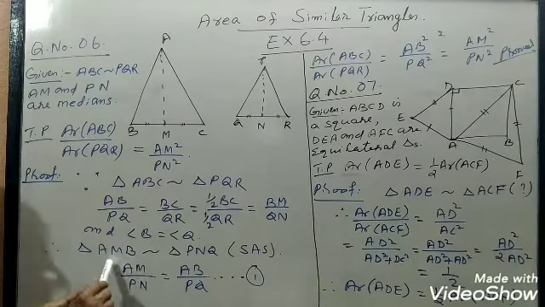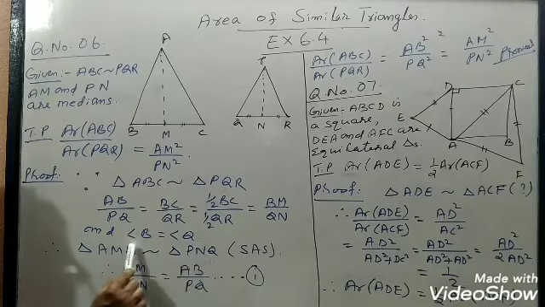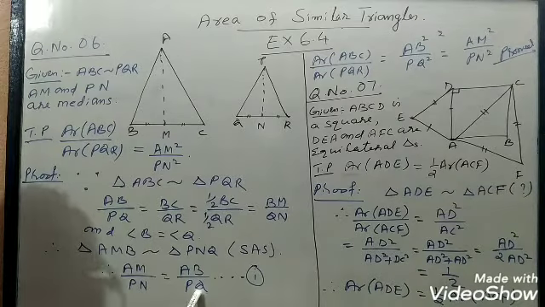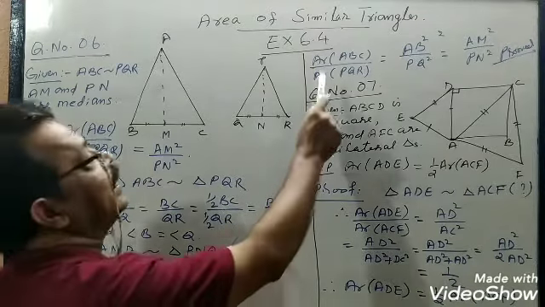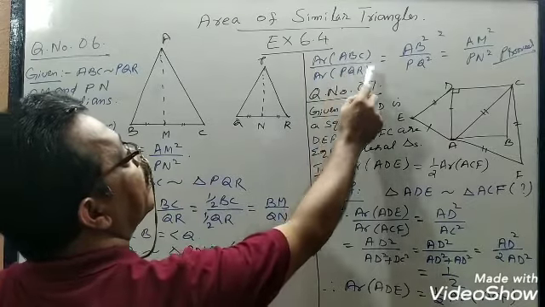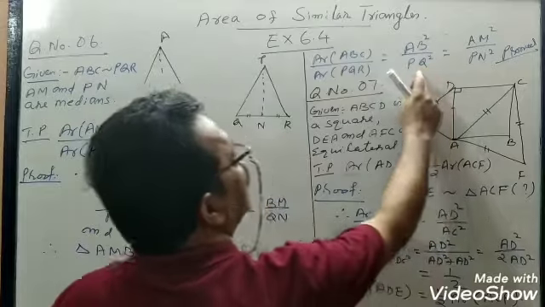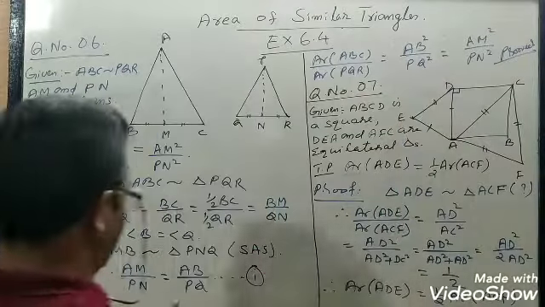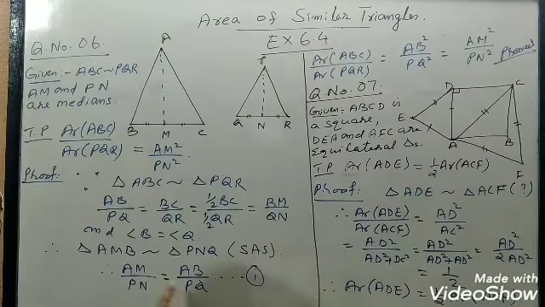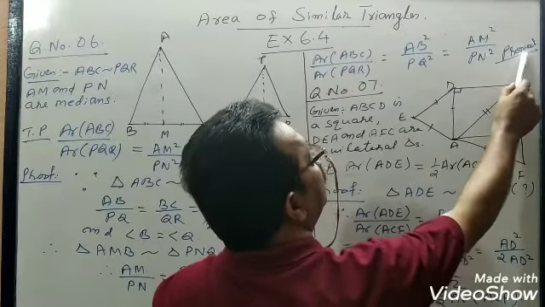Now, therefore, what we can take AM by PN is equal to AB by PQ we can write. Now come to the theorem. Therefore, area of triangle ABC by area of triangle PQR equal to, what is the theorem? AB square by PQ square. But AB by PQ is equal to AM by PN. Therefore, AB square by PQ square equal to AM square by PN square. That is what we have to prove.